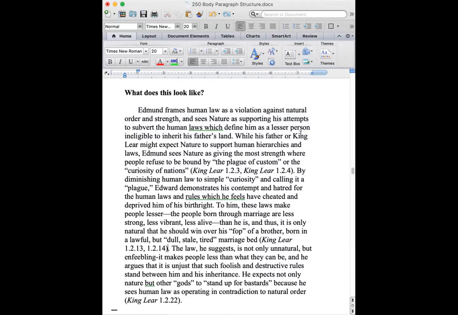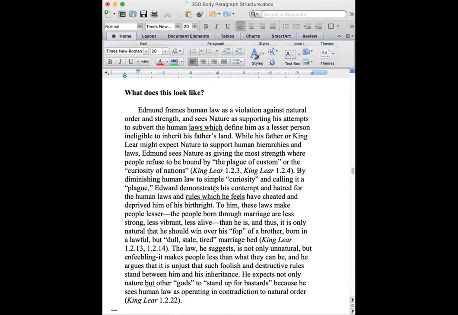While his father, so his father is Gloucester, or King Lear might expect nature to support human hierarchies and laws, Edmund sees nature as giving the most strength where people refuse to be bound by the, quote, plague of custom. So that's a piece of textual support, right? Or the curiosity of nations. So both of these are quotes from consecutive lines, as you can see here from the citation. And you notice here that even though they're consecutive lines, since the quotes themselves are not running together, you actually have to give two separate citations here.